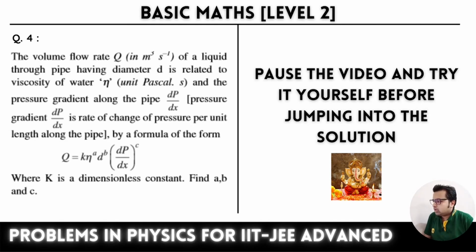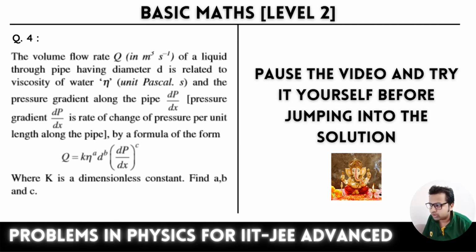The volume flow rate Q, in meter cube per second, of a liquid through a pipe having diameter d, is related to the viscosity of water, whose unit is Pascal second, and the pressure gradient along the pipe, that is dp by dx. They have given the concept of pressure gradient also, and they have given a formula. So let's understand the question.